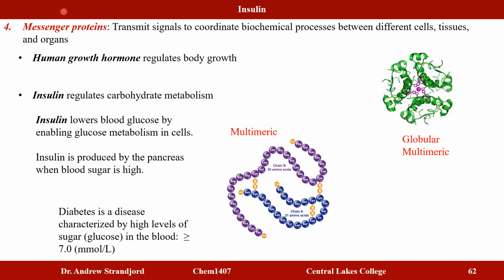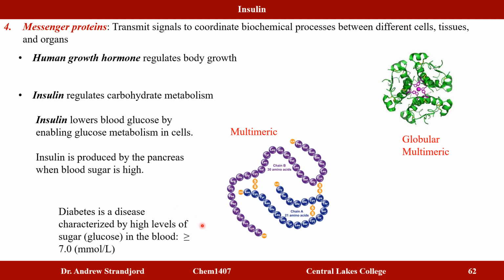A fourth category of proteins based on function are the messenger proteins. They transmit signals to coordinate biochemical processes between different cells and tissues and organs in the body. A couple examples of that are human growth hormone, which is a multimeric globular protein, and it regulates body growth. Insulin is another messenger protein which regulates carbohydrate metabolism. So insulin lowers the blood glucose by enabling glucose metabolism within cells. Insulin is a multimeric protein also. It contains 2 different polypeptide chains connected together by some disulfide bridges.